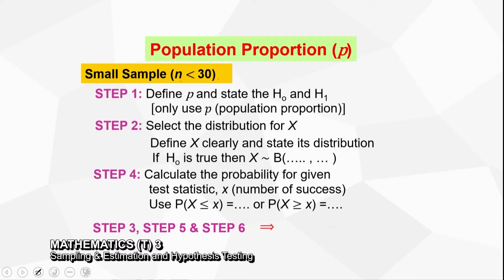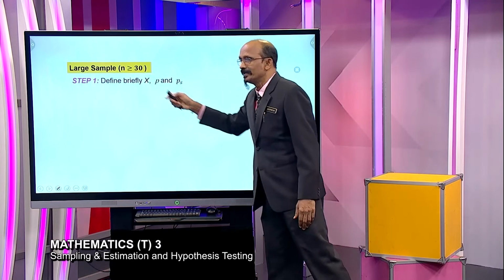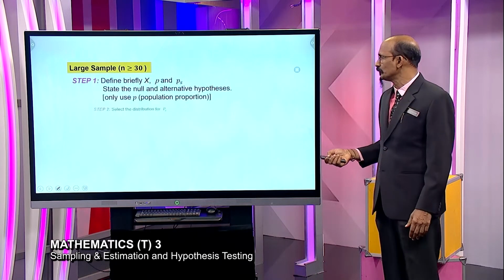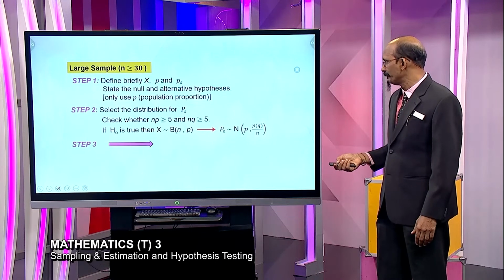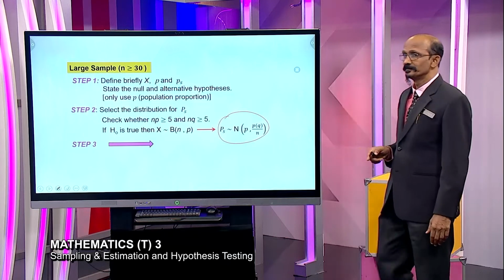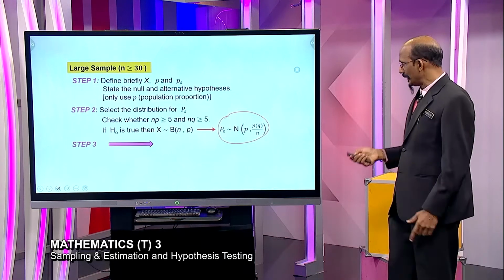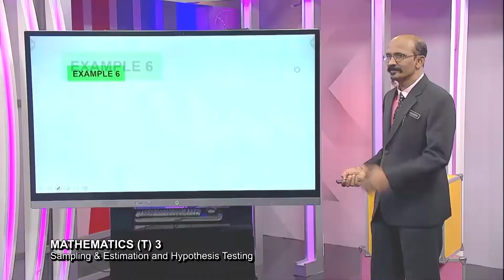For large sample size, n must be greater than 30. This one is almost identical, the 6 steps are almost identical. The only slight difference is that here we are using the normal distribution. Just now we used binomial, but if the sample is large, we are using the normal distribution. Okay, let us see one example.